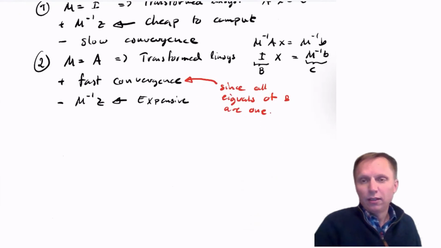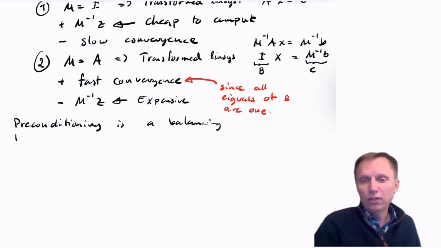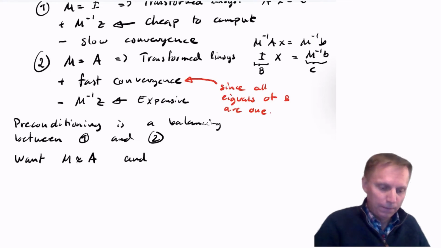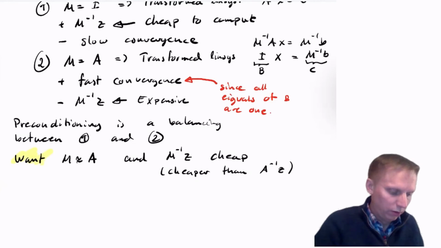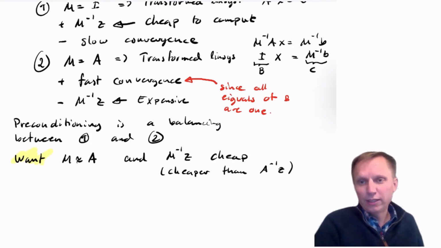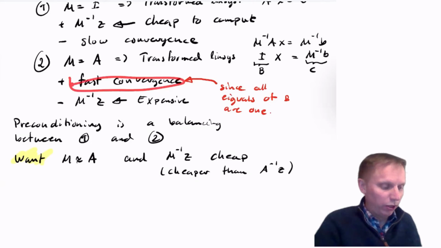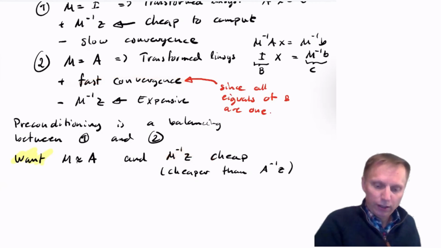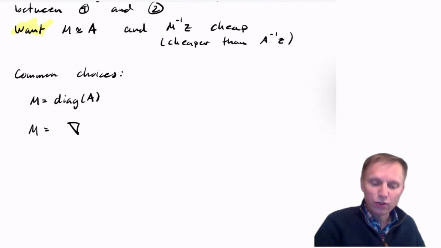So nothing is gained. The philosophy of designing a preconditioner is a balance between these two extreme situations. We want a preconditioner which is essentially an approximation of A, because then we will hopefully have fast convergence, but we also want this to be cheap. And so now we look at some of the most common choices of M.